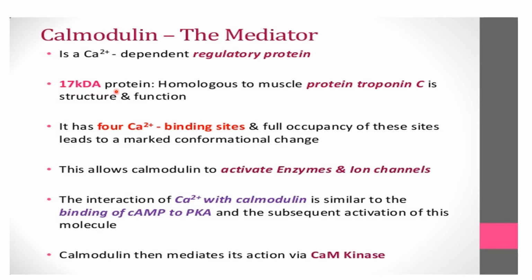Its molecular weight is around 17 kDa, and its structure is homologous to the muscle protein troponin C, in its structure and function. The calmodulin protein has 4 calcium binding sites, and full occupancy of these sites leads to a marked conformational change.